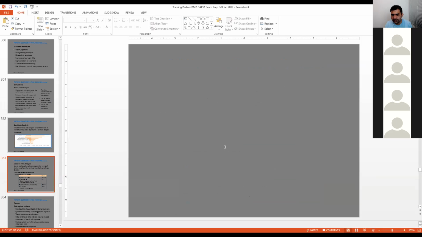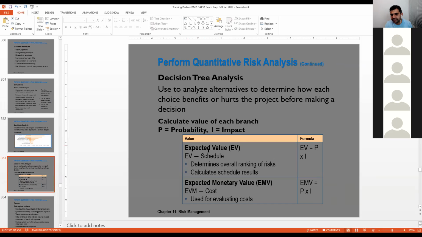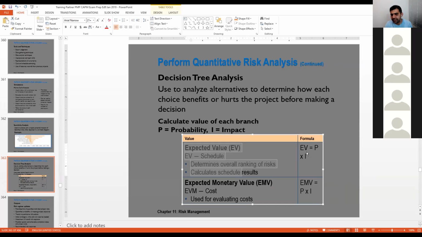No. So this fact is given here. Expected value is nothing but probability into impact, and expected monetary value is again probability into impact. However, this impact is given in dollars.